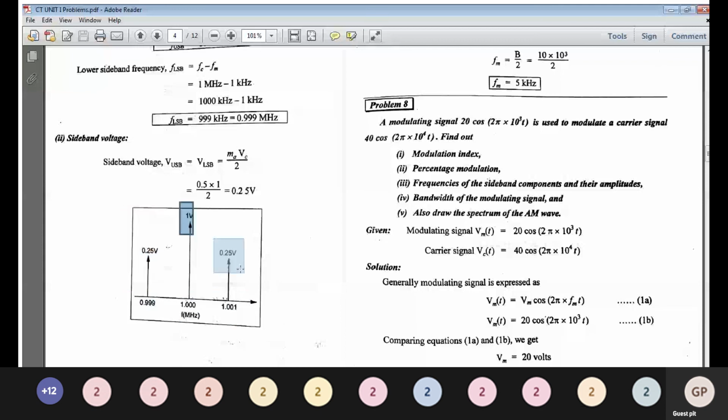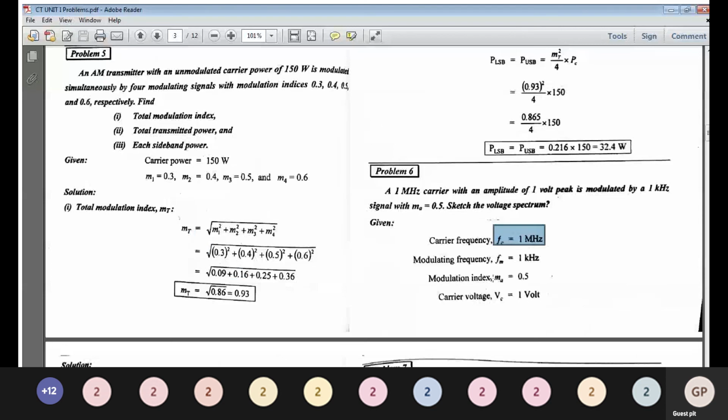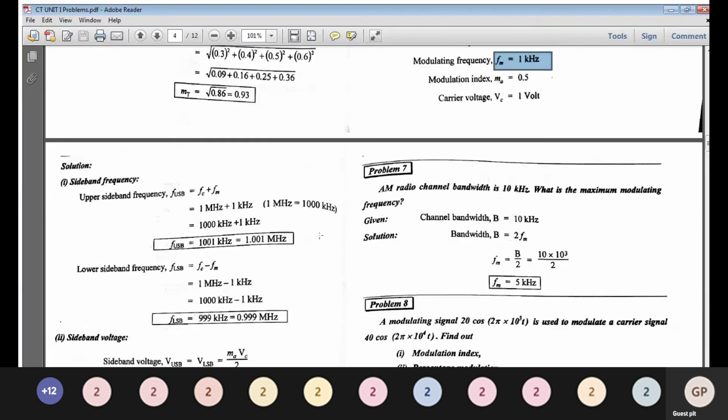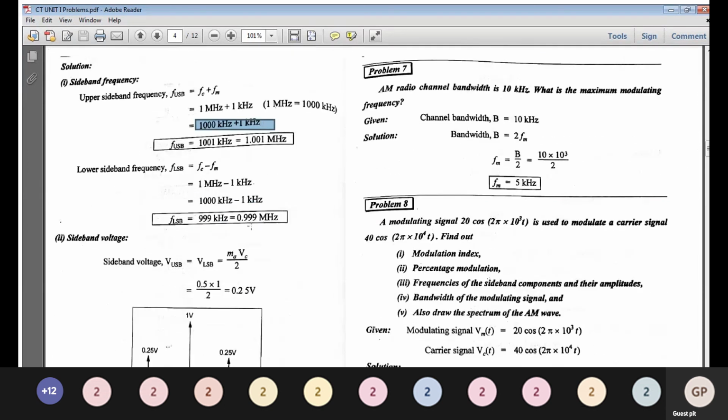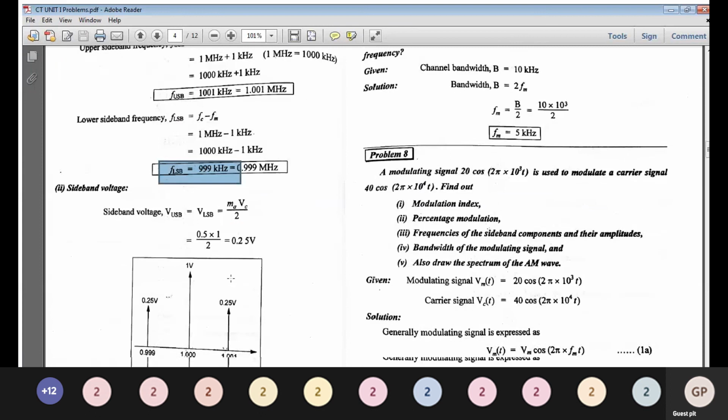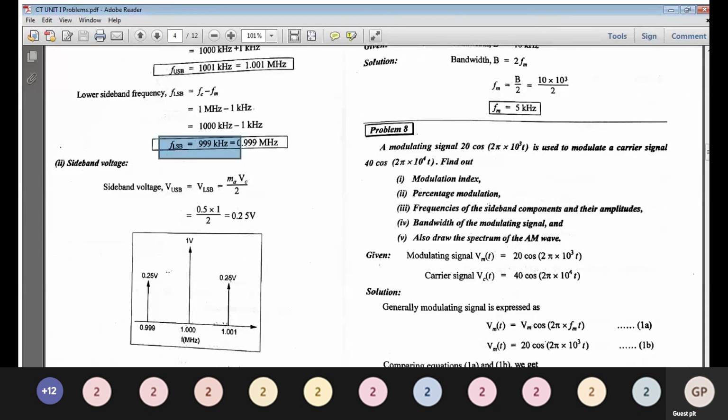So first we have to calculate. FC is provided directly, FM is also directly provided. The upper sideband frequency term is FC plus FM. Add these two values. FC is equal to 1 megahertz, that is equal to 1000 kilohertz. 1000 kilohertz plus 1 kilohertz is equal to 1001 kilohertz. The lower sideband frequency is equal to FC minus FM. Substitute the values, then do the subtraction. That is equal to 999 kilohertz. That's all. Next, the voltages.